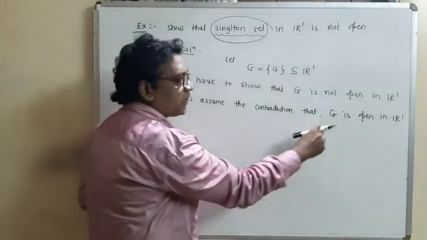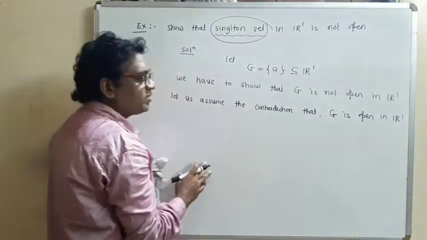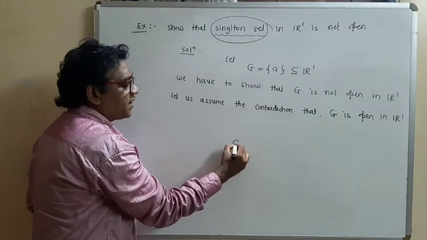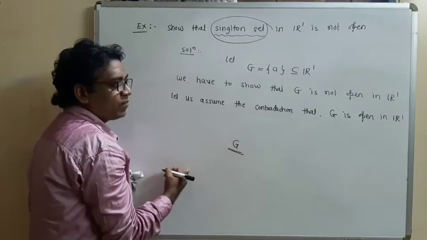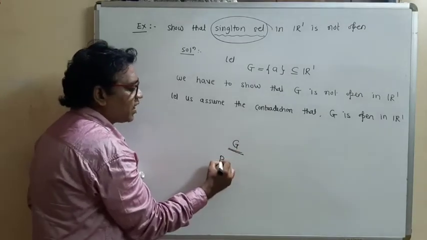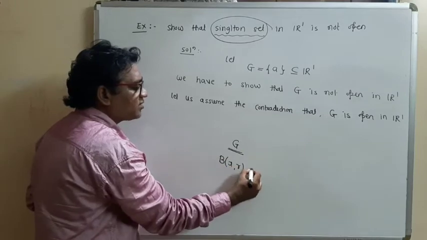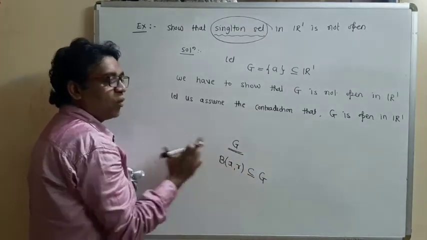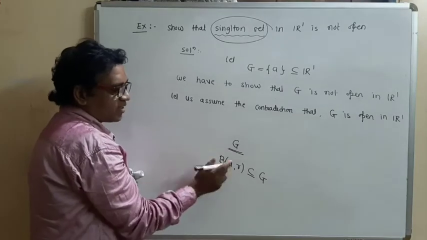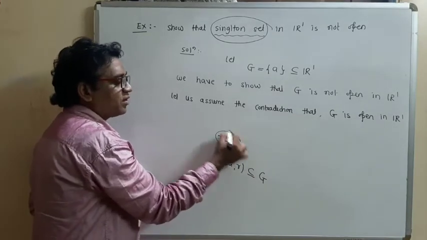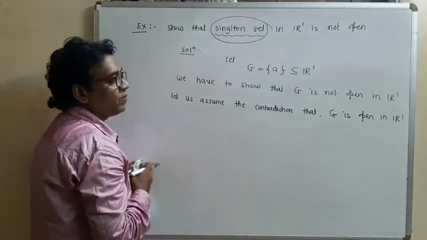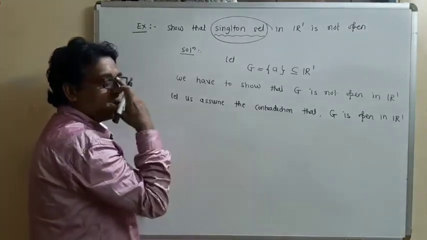Now use this definition of open set. What is meant by open set? Just now we have seen the definition. A subset G is said to be open if we can find some open sphere B(x, r) which is contained in G, where x is an element of that particular set. So use this definition. Suppose that G is open in R1.